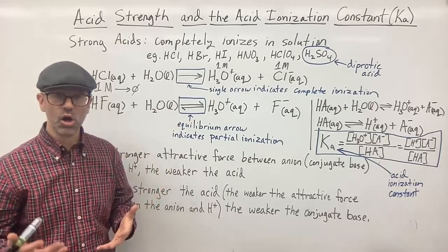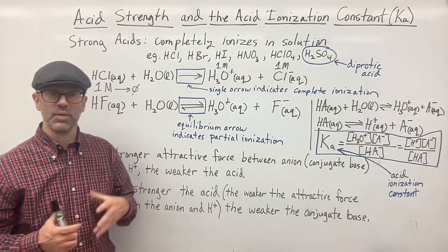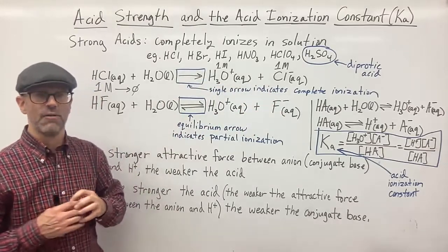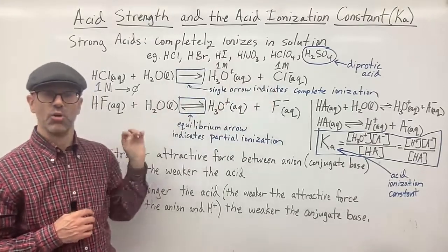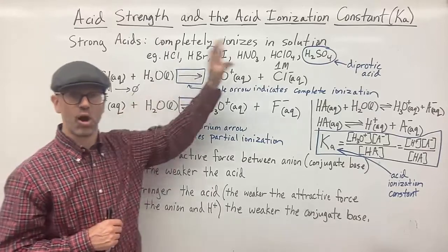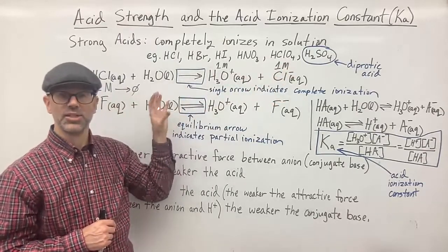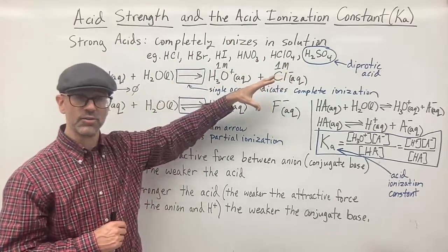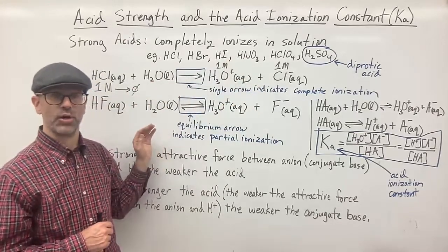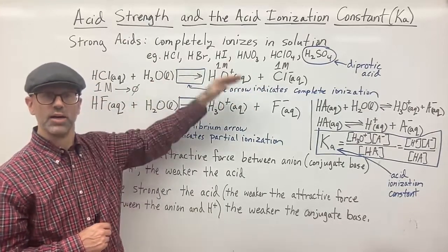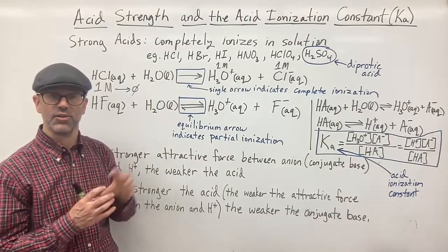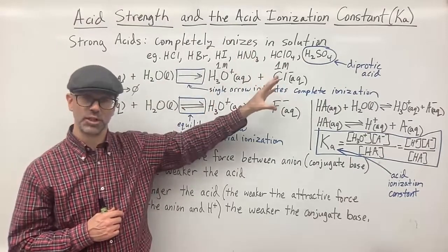When we're talking about strong acids, they dissociate completely, so their equilibrium is going to lie far to the right. That's what we mean by a strong acid. If the equilibrium lies far to the right, such that it favors the products so much and not the reactants, that means it's going to be a strong acid.